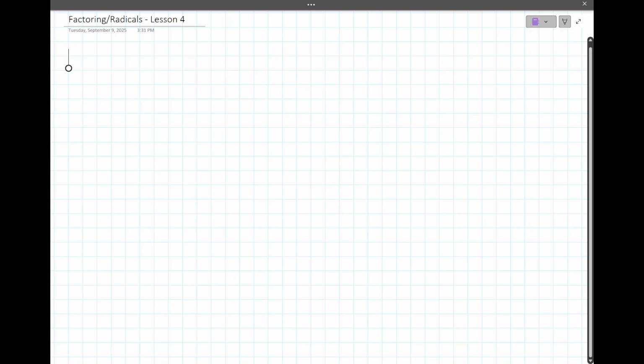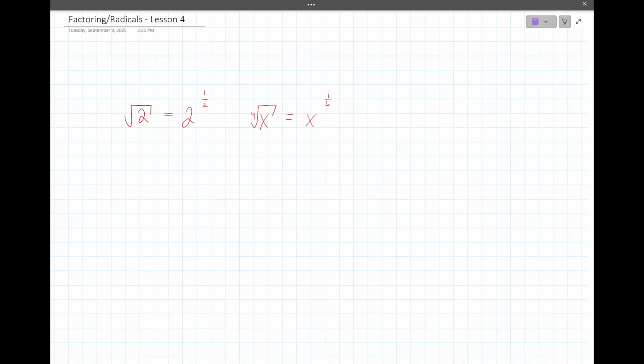So one of the big things that we want to be clear on is radicals can be written as fractional exponents. Some examples of that: we just know that root 2 is the same as 2 to the 1/2 as an exponent. If I have x to the 4th root, and we're always looking at that index, that root there, that's just going to be x to the 1/4. That was one of the exponent laws we looked at previously.